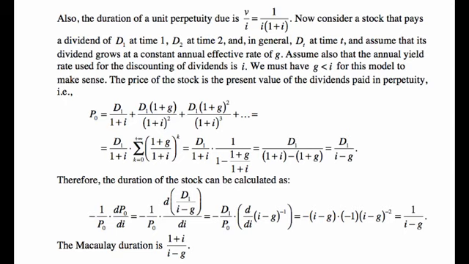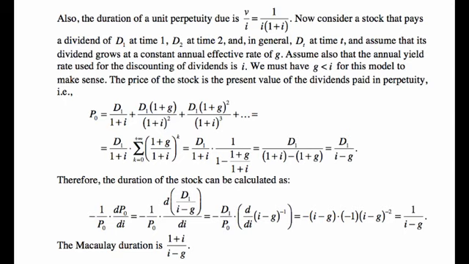And such securities can't exist, really. The price of a stock is the present value of the dividends paid in perpetuity, so we write this out, and the price is that expression, and you can see that you can write this as D1 over 1 plus I times the sum of an infinite geometric series with the ratio of 1 plus G over 1 plus I. And of course, if that 1 plus G over 1 plus I is more than 1, then this is infinite, so that doesn't make sense.